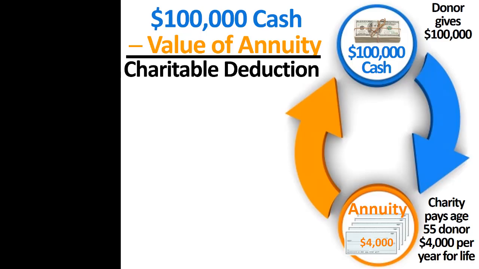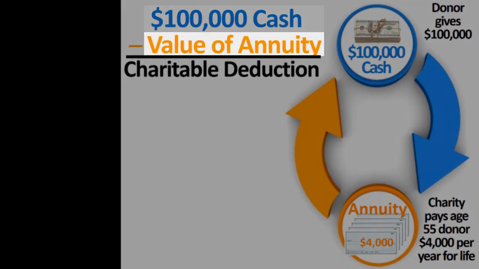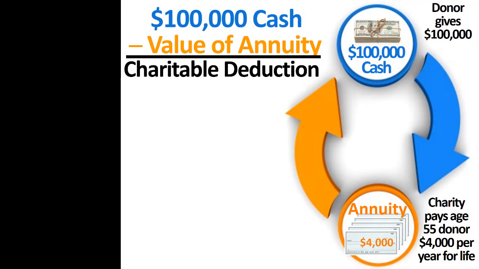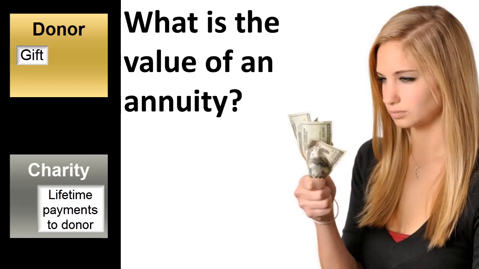Let's take a look at an example that we will return to throughout this lecture. Suppose that a donor, age 55, gives $100,000 in cash to a charity, and in exchange, the charity agrees to pay the donor $4,000 per year for his life. The charitable deduction will be the value of what the donor gave to the charity less the value of what the donor received from the charity. Determining the value of what the donor gave to the charity is simple. He gave $100,000.